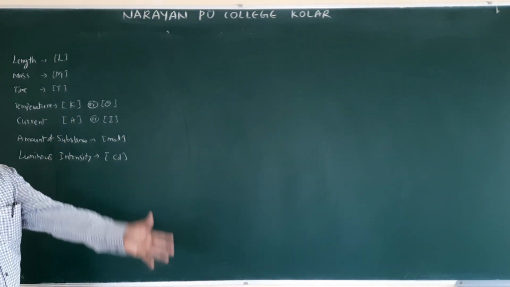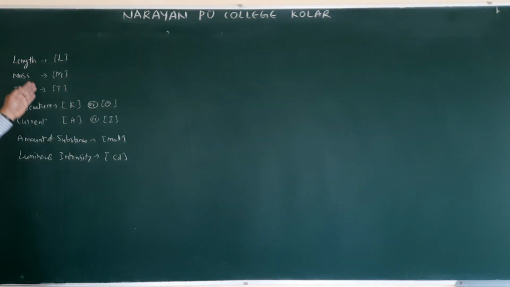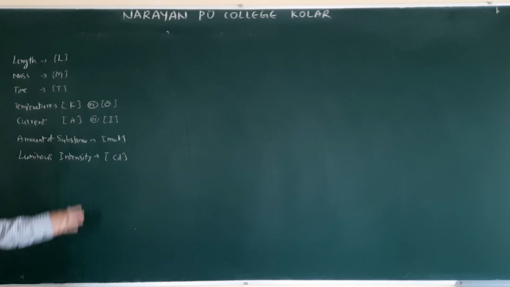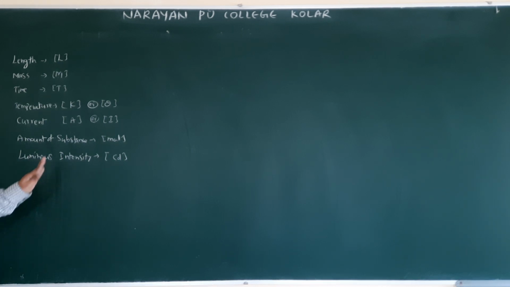Now, any physical quantity you take will depend on these 7. Why? Because these are fundamental; any physical quantity depends on these fundamental physical quantities, like mass, time, temperature. So how do we write the dimensions, dimensional formula, dimensional equation? First, we will see what is meant by dimension.